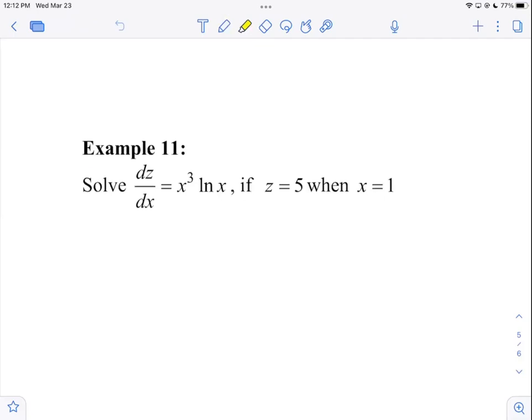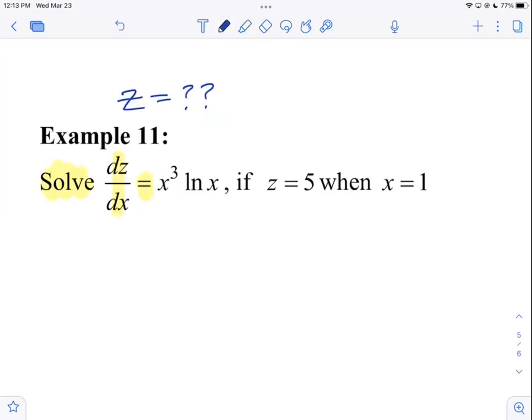So first of all, it says to solve, and you have an equation with a derivative in it, right? That's solving a differential equation. So solving a differential equation means getting back to the original function. This is a first order differential equation because it's a first derivative. So all we have to do is find the antiderivative one time to get it down to z equals. That's what we're trying to do, get it down to z equals.